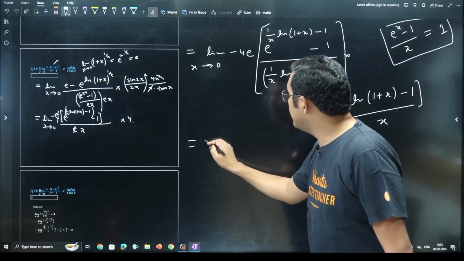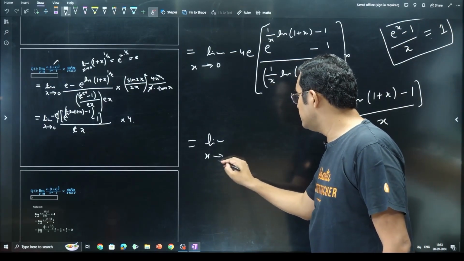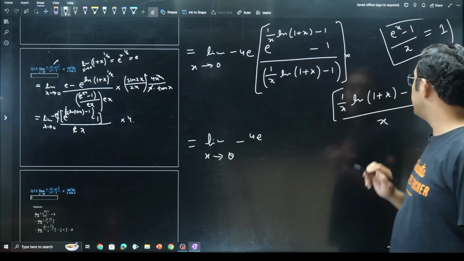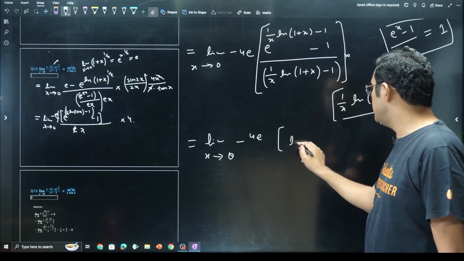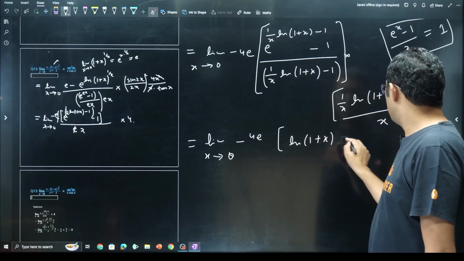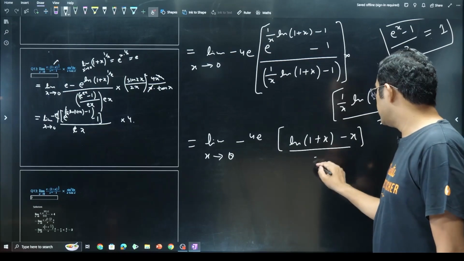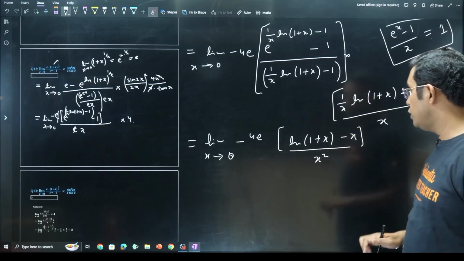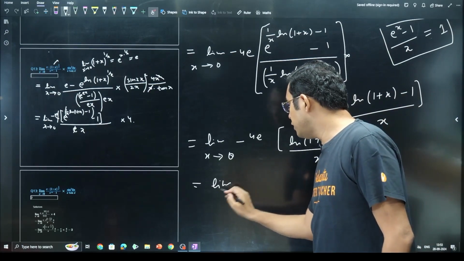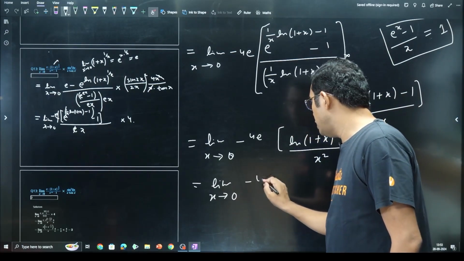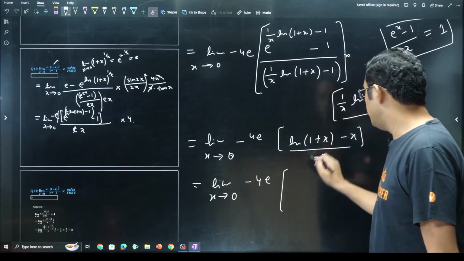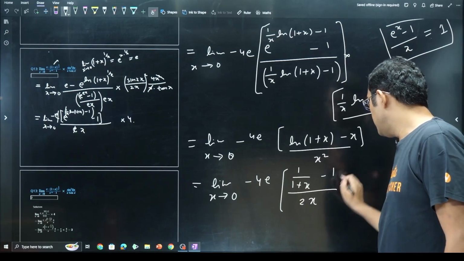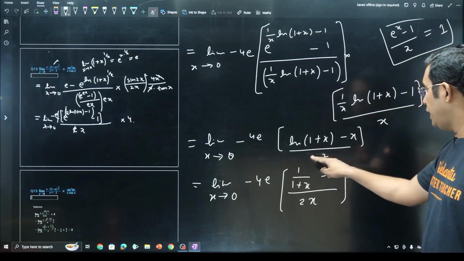Okay, so what is my next step? Limit x approaches to 0 minus 4e. Here I will like to use expansion, or maybe you can use LH also. Let's use LH. ln(1 plus x) minus x after LCM upon x square. You can check it is a 0 upon 0 form, as you put x is equal to 0. If we use LH, so what will we get? X approaches to 0 minus 4e into differentiation of ln will be 1 upon 1 plus x minus 1 whole divided by 2x. If you take LCM in the numerator, it will be minus x.